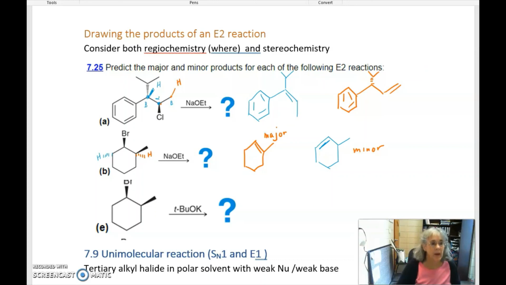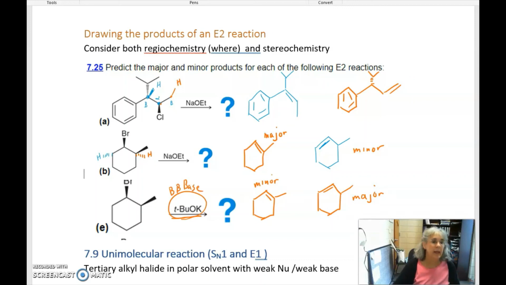If we look at this, we have the same reaction. This is the same substrate. We have a different reactant here, and so we'll get the same products that we got before, but what will happen is they will be in differing amounts. This one will be the major, and this one will be the minor. That's because this is a big, bulky base.